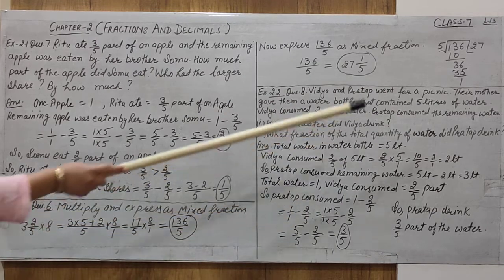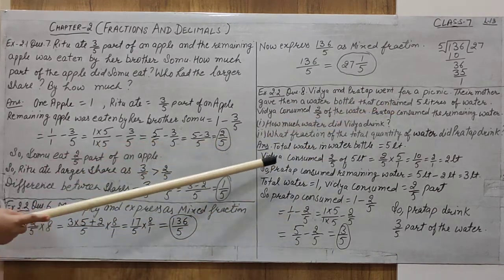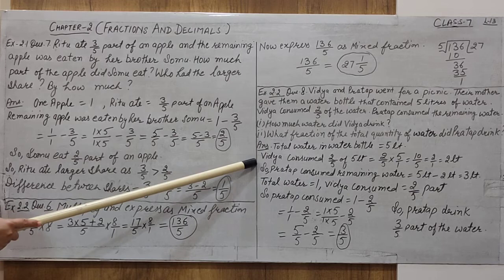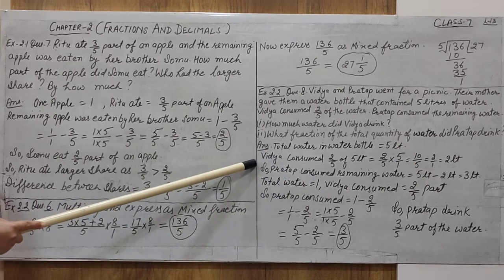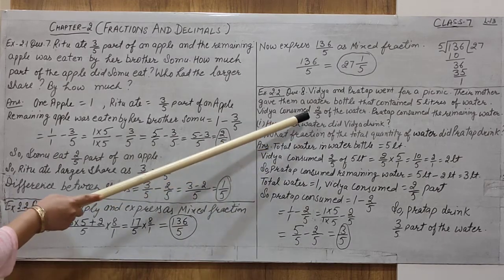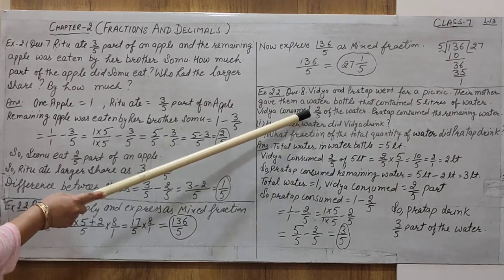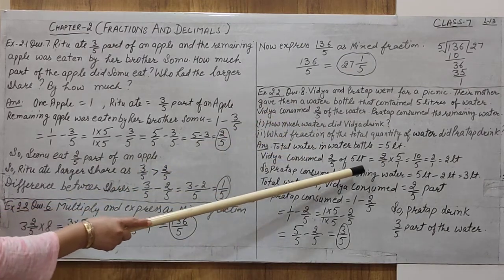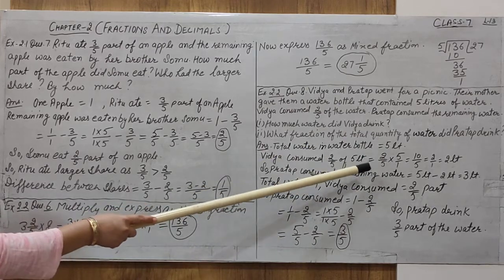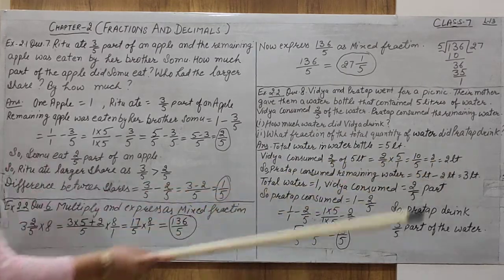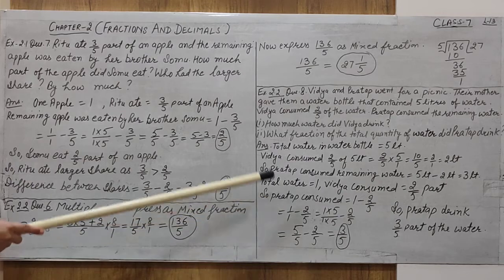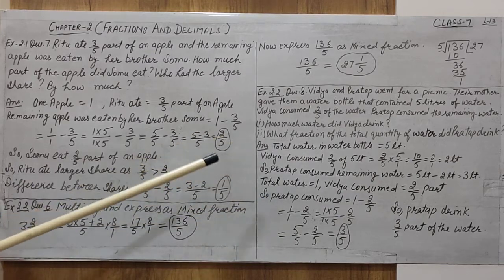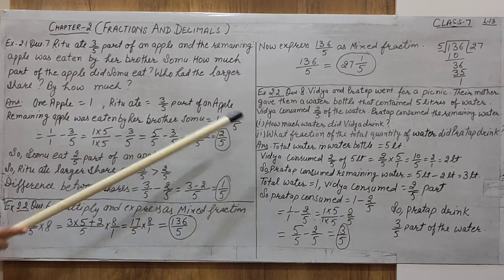Total water is 5 liters. So when we find out how much Vidya consumed, the quantity we find out with the help of the part. This is the only part given. 2 by 5 of 5 liters. When we solve this, we get the answer 2 liters. So Vidya consumed 2 liters. Total water is 5 liters.